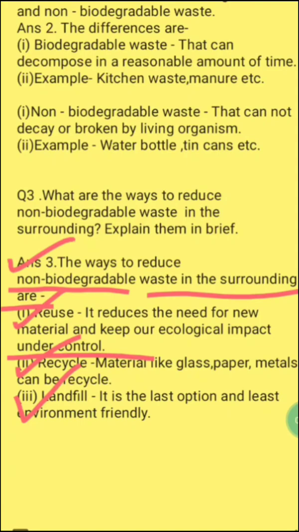Okay, so students, these are the answers of your exercise D long question answers.